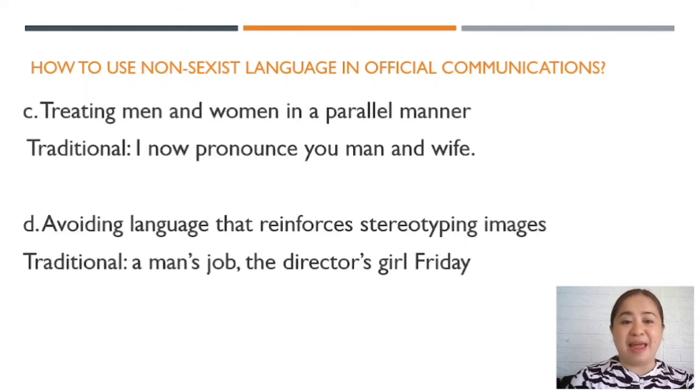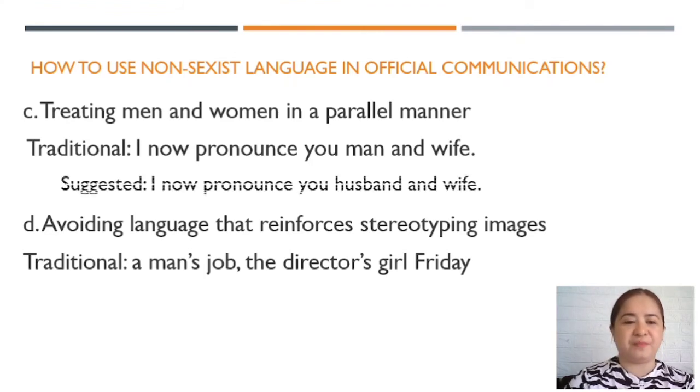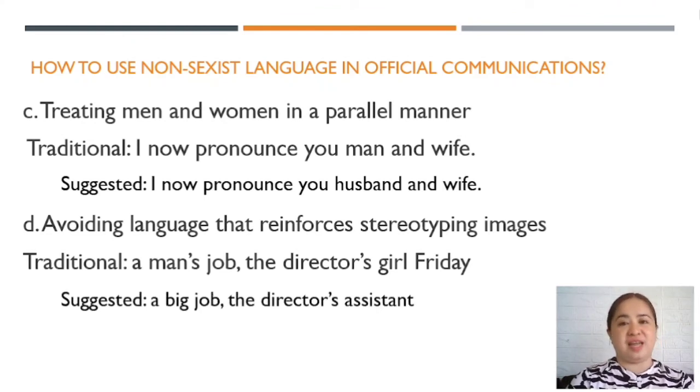C, treating men and women in a parallel manner. Traditional: I now pronounce you man and wife. Suggested: I now pronounce you husband and wife. D, avoiding language that reinforces stereotyping images. Traditional: a man's job, the director's girl Friday. Suggested: a big job, or the director's assistant, not the director's girl.